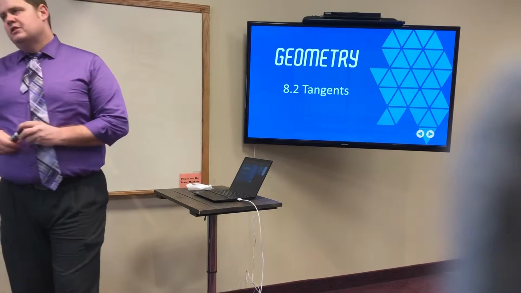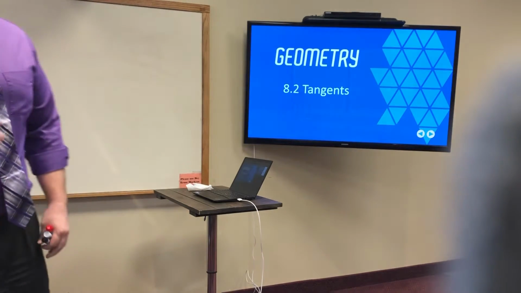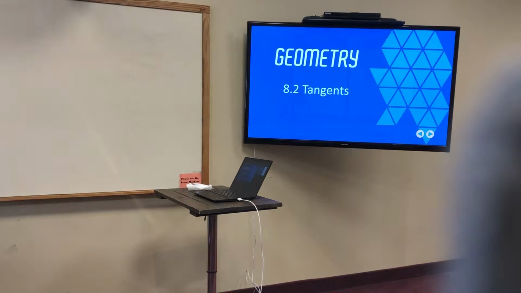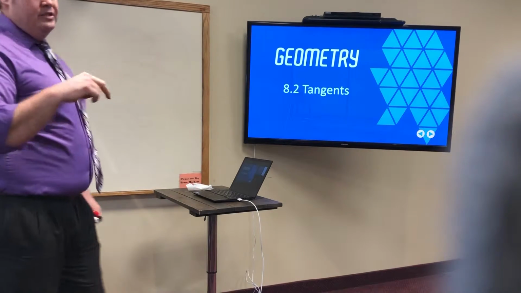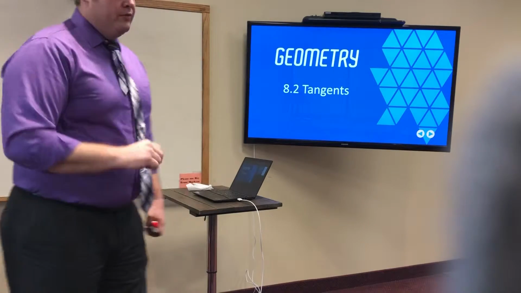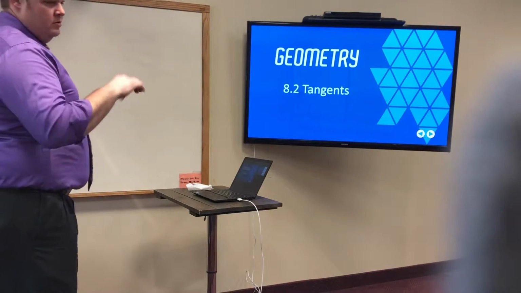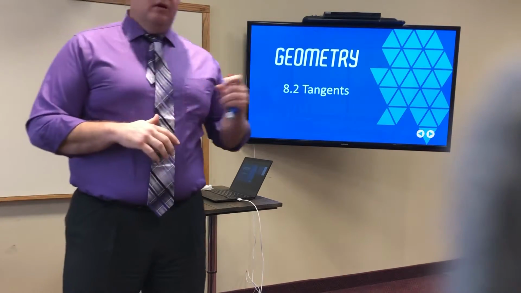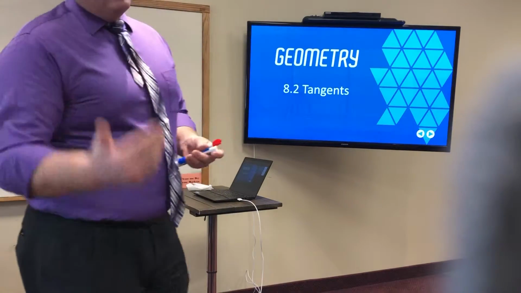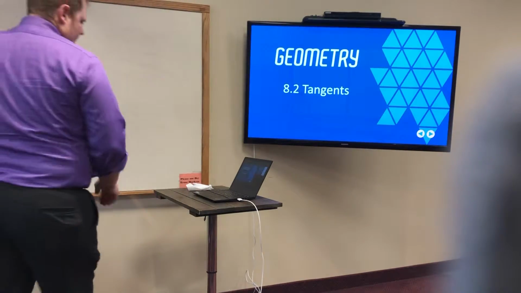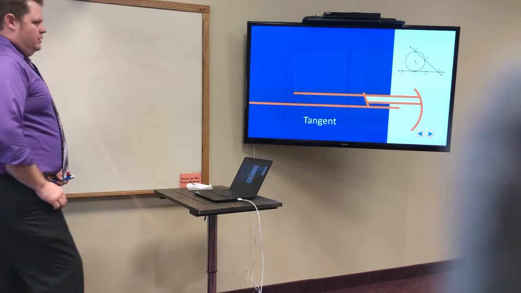All right, so the second section we're going to do today is 8.2, which is tangents. Now, we've talked about secants. A secant touches the circle twice, so it goes all the way through the circle. We have a chord that goes through, with its endpoints on the circle. We talk about radii and diameters. So a tangent is a little bit different. A tangent, here's your definition.